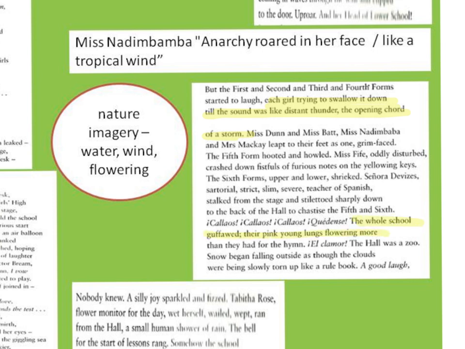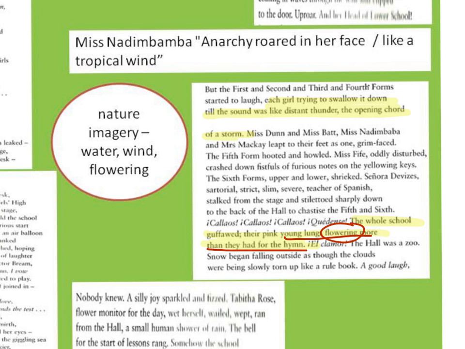Another quick heads up here on these kind of Beano cartoon playful language that we'll talk more about later. "The whole school guffawed." And we've got more flowering imagery as well that we've seen elsewhere. "Their pink young lungs flowering more than they had for the hymn." So go back to Geraldine Ruth and their voice starting to yodel and their throat opening and blossoming. So there we have young women finding their voice in a rebellious format.